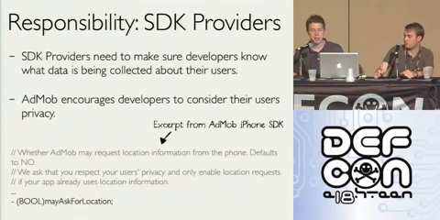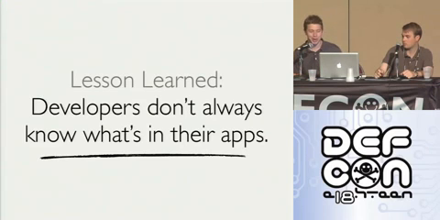So one SDK in particular, we want to tip our hat to them, AdMob. They've actually done a really good job in helping educate their developers on what data they're accessing. Specifically, the AdMob SDK defaults location collection on iPhone to false, and they encourage their developers to think about what the ramifications of gathering location are. I would love all SDKs to be this up front and encourage their developers to think about things this way. So the lesson we learned here is developers don't always know what's in their apps.